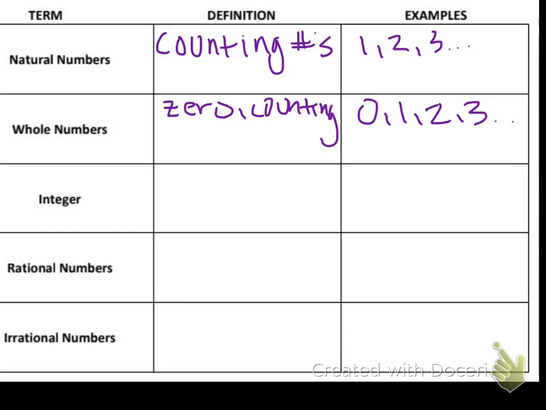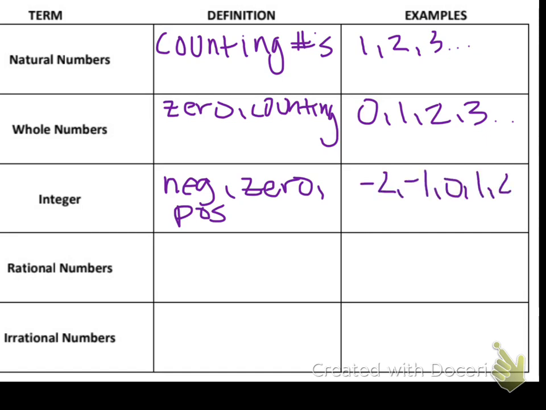Integers introduces negatives. So now we have our negatives, 0, and our positives. So now our list kind of grows in both directions. So I could say -2, -1, 0, 1, 2, and notice I'm going to put the ... on either side.